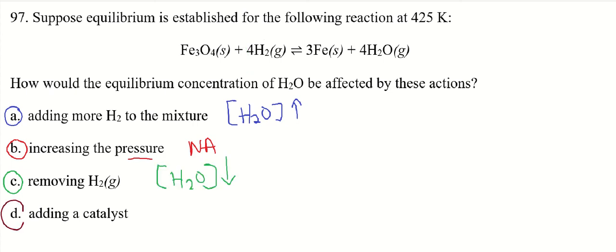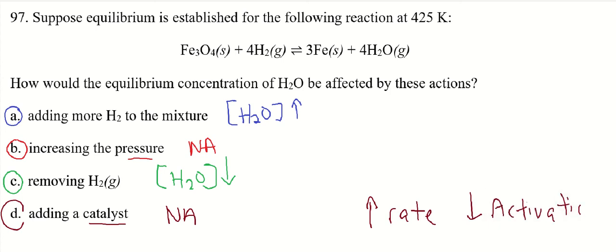All right, a catalyst does not affect equilibrium positions. Catalysts lower activation energy to speed up reactions. We call that rates or kinetics, right? So catalysts will increase the rate of reactions by lowering the activation energy or the barrier between the reactants and the products.